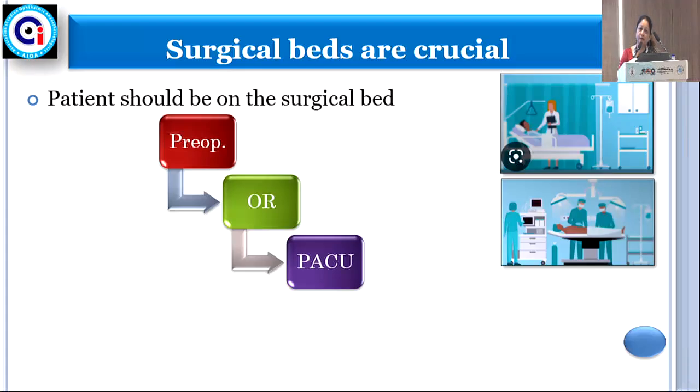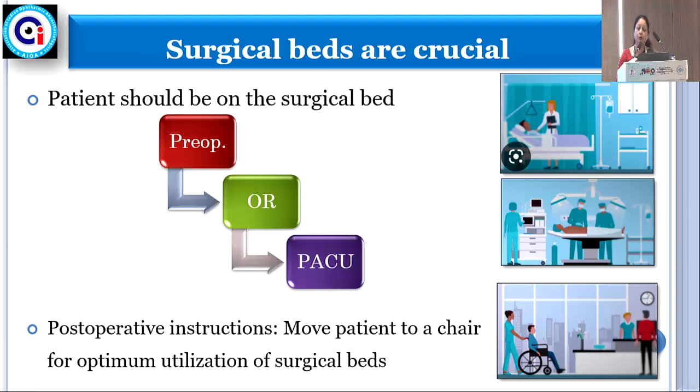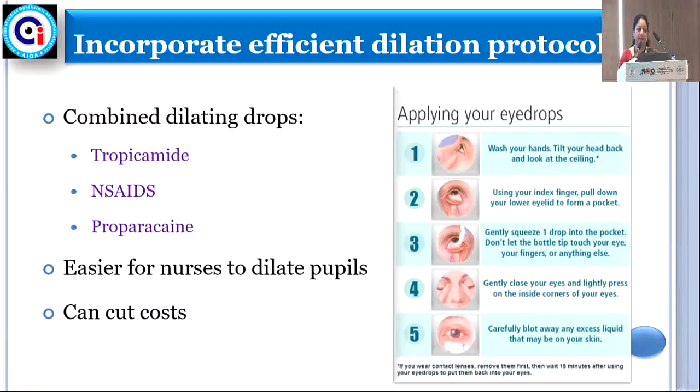Surgical beds are also very important in the hospital, in the pre-operating room, in the operating room, and in the PSU. So many times a patient is not shifted because the PSU is full. So what is to be done? Post-operative instructions can be given when the patient is on the chair, if the surgery is done under topical or regional anesthesia, to prevent the use of a PSU bed.